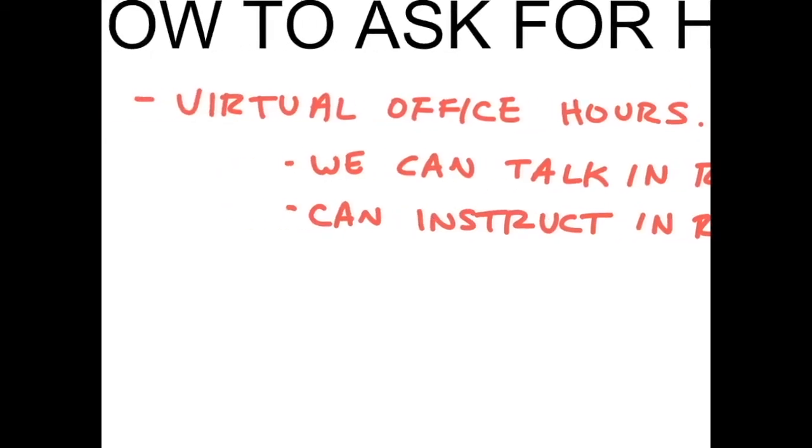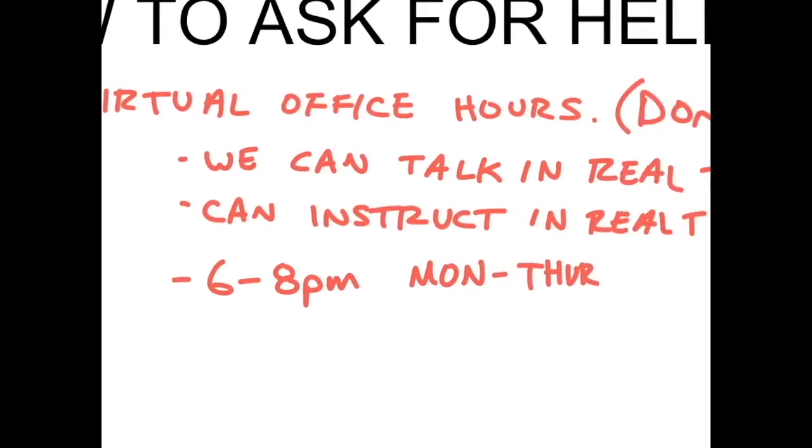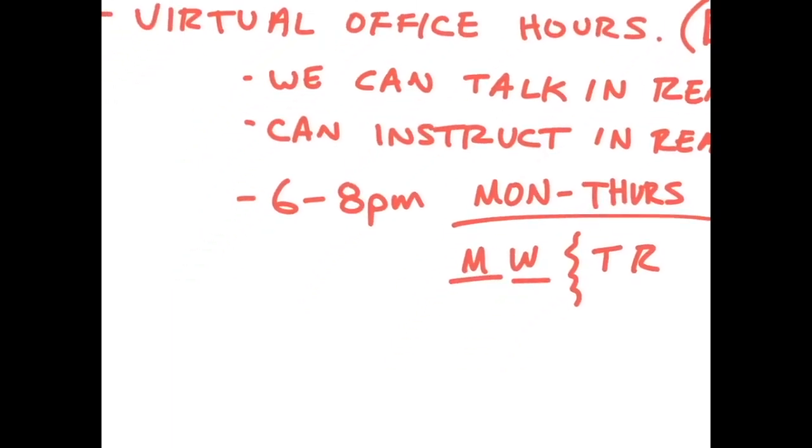Virtual office hours happen typically between 6 and 8 p.m., Monday through Thursday. Depending on what class you're in, it won't be every day. One class will run Monday and Wednesday. The other class that I teach will run Tuesdays and Thursdays. I can't remember which one's which, but it's only going to be 2 days a week that I'll hold this. If those times don't work for you, you can schedule a time.